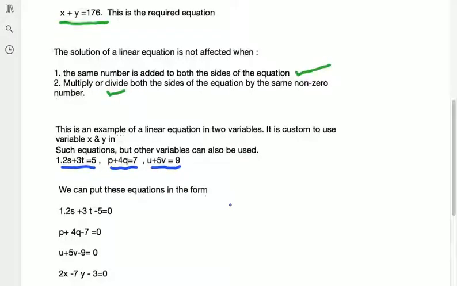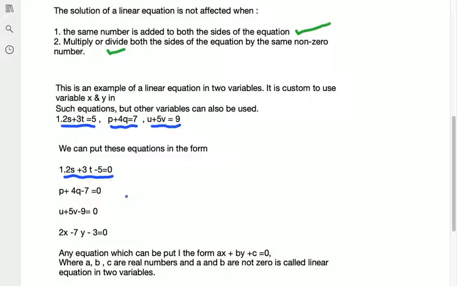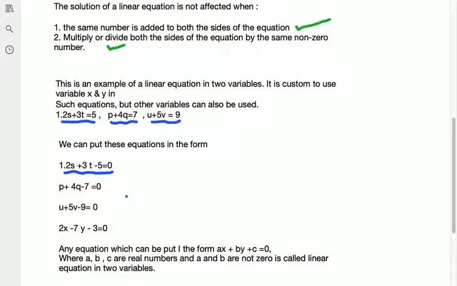We can put these equations in the form 1.2s plus 3t minus 5 is equal to 0. We are bringing the constant to the left side of the equation. p plus 4q minus 7 is equal to 0. u plus 5v minus 9 is equal to 0. In all these cases we are bringing the constant to the other side of the equation.